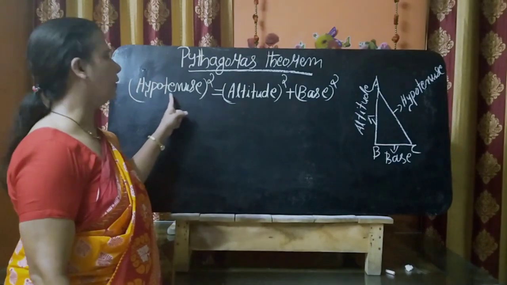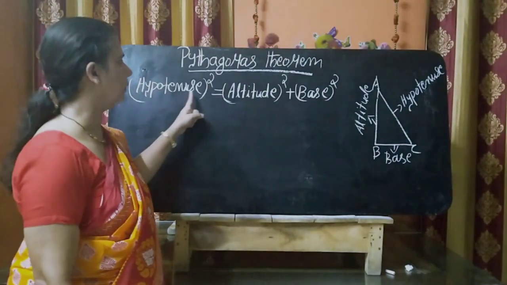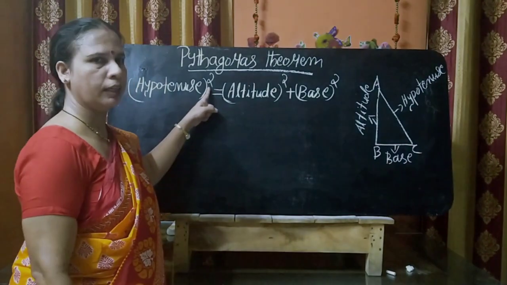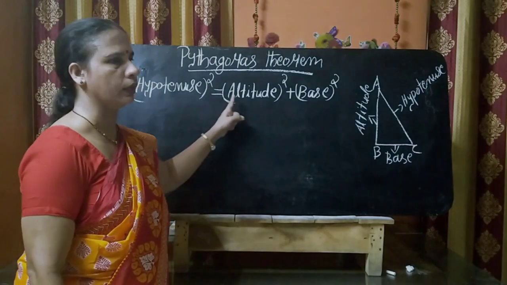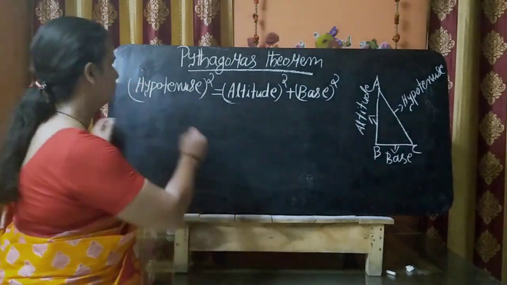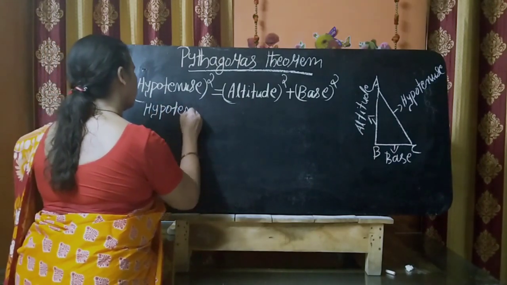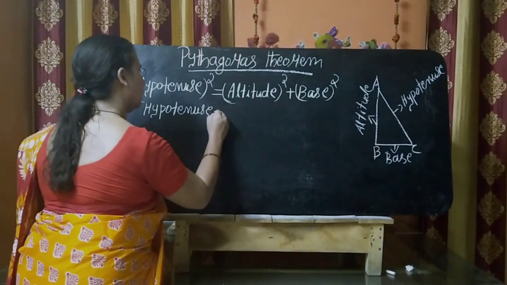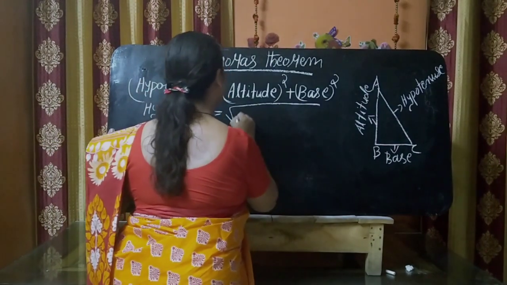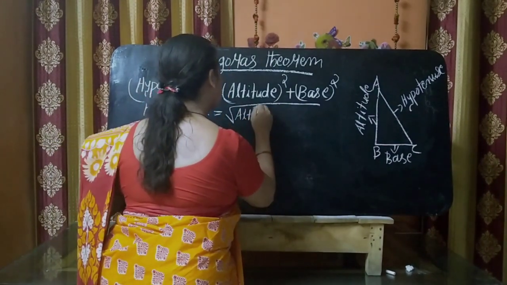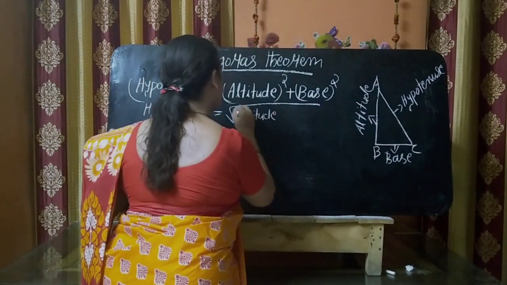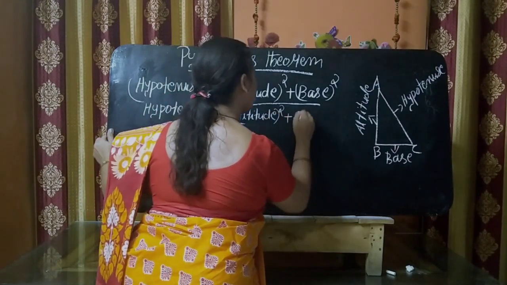Next we have to find out hypotenuse. Here we are finding out hypotenuse square. Next hypotenuse. Hypotenuse equals square root of altitude square plus base square.